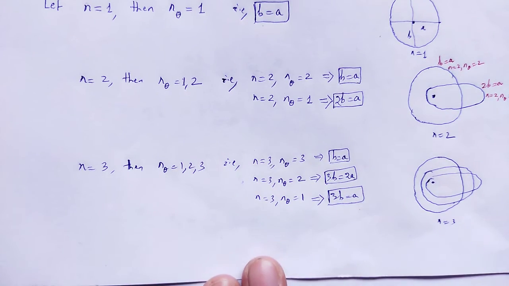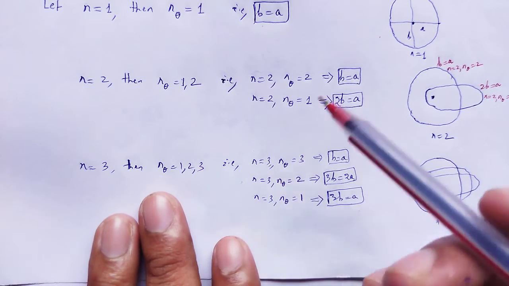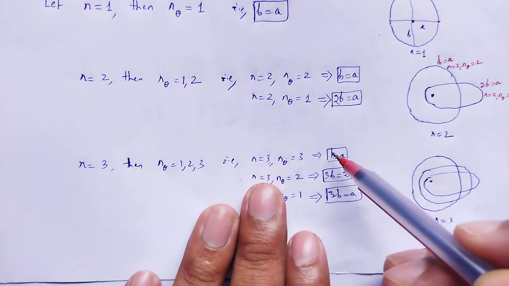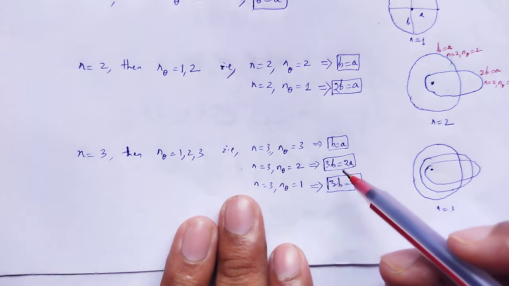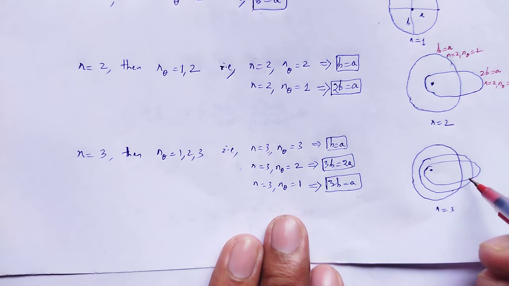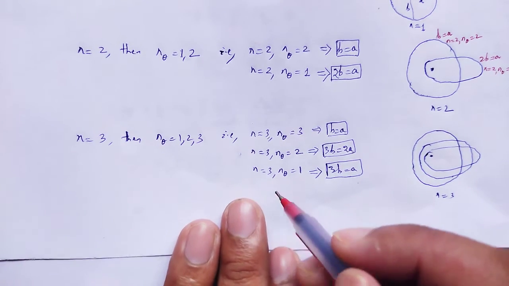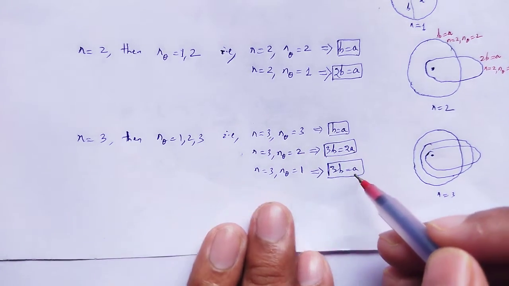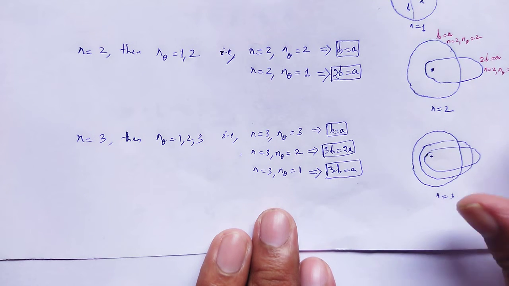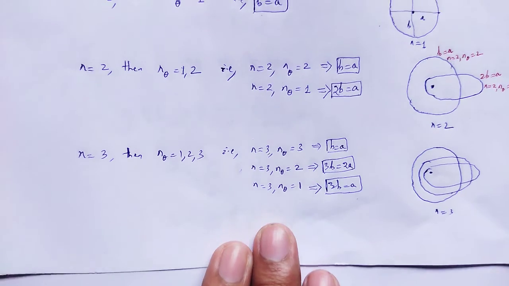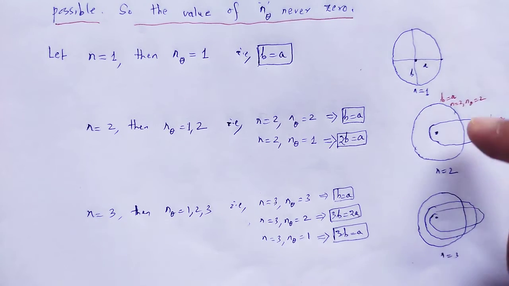When principal quantum number n is equal to 3, the azimuthal quantum number is either 1, 2 or 3. When n is equal to 3 and nθ is equal to 3, it is just like a circle, b is equal to a. When n is equal to 3 and nθ is equal to 2, that is 3b is equal to 2a. This is an ellipse, and this is the relation between the semi-major and semi-minor axis. When n is equal to 3 and nθ is equal to 1, that is the relation between these two, and we construct such shapes of the orbits. By using that relation, the shapes of such orbits are seen.